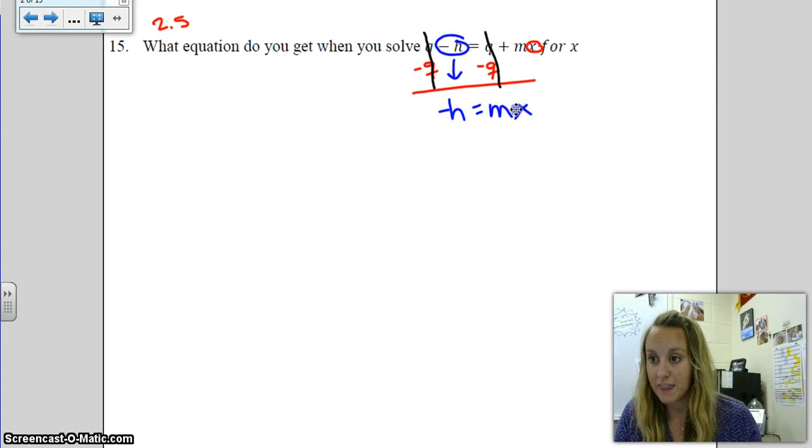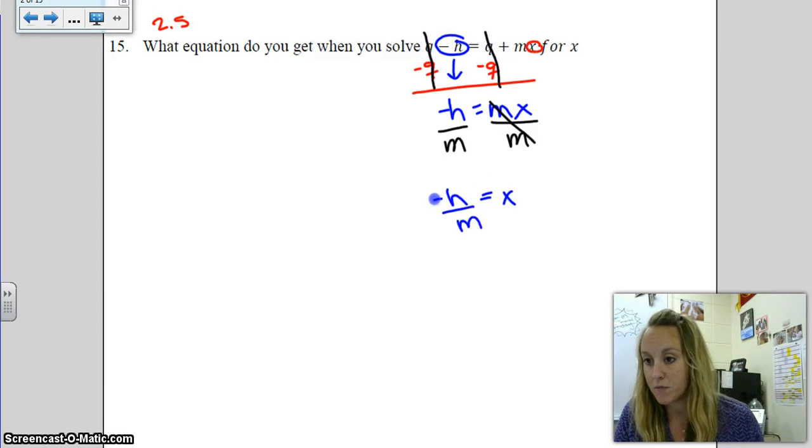Well, again, we're trying to get that x alone. So you divide both sides by m. So you have x left over here. And you have -h over m. Just flip it around. X equals -h over m.